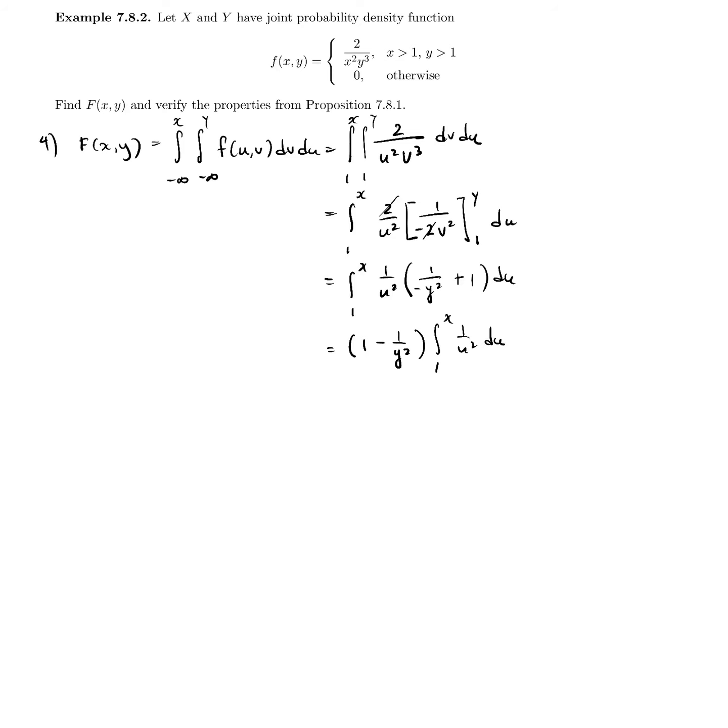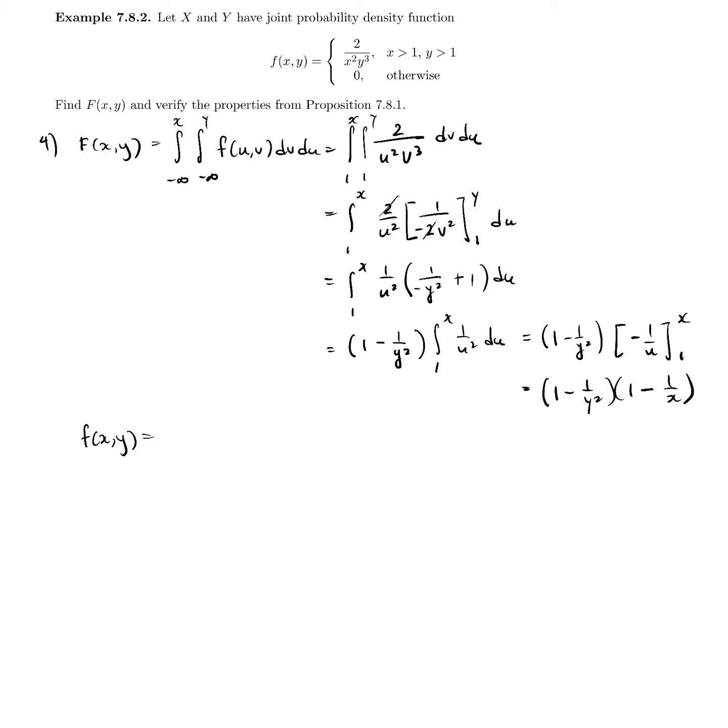Now we need an antiderivative for 1 over u squared, and we'll keep the constant in the front. The antiderivative is minus 1 over u, which now needs to run from 1 to x. And so for the joint CDF, we get the product 1 minus 1 over y squared times 1 minus 1 over x. Now, for property 4, we need to verify that if we take the mixed partial of this, we'll get back to f of x y, and that's pretty easy to see. So let's just do that real quick.